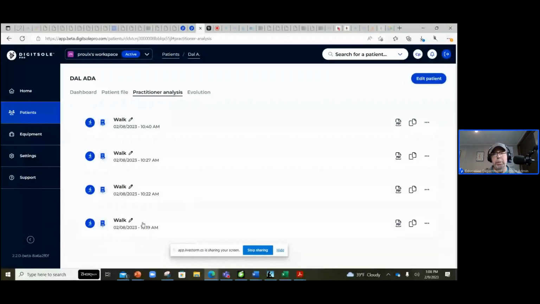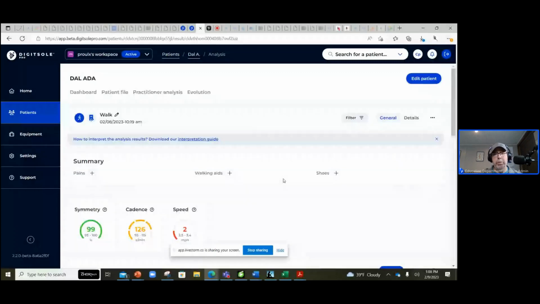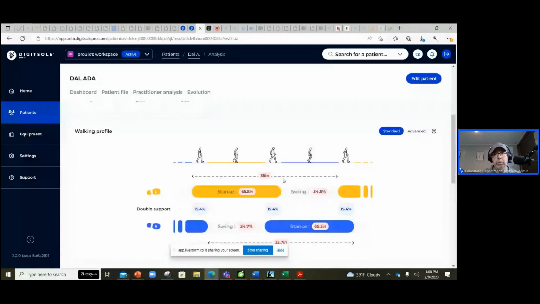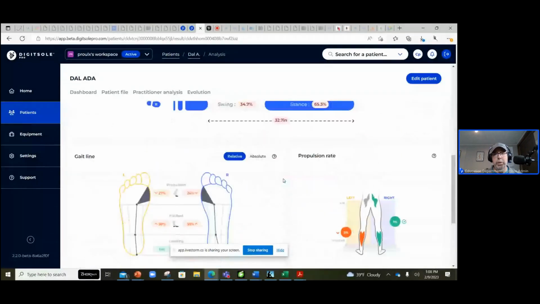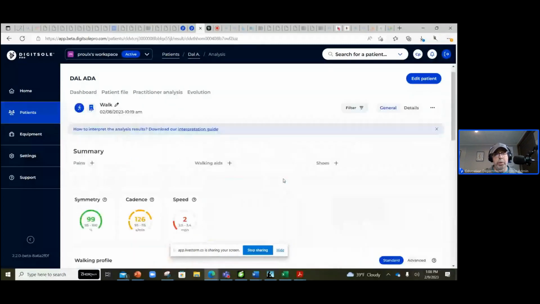So I've got a few options that I can choose from. I took a couple of different tests here because we had a couple of different pairs of shoes, and I wanted to look at the shoes that he's going to wear the most. And so we ended up with this one.